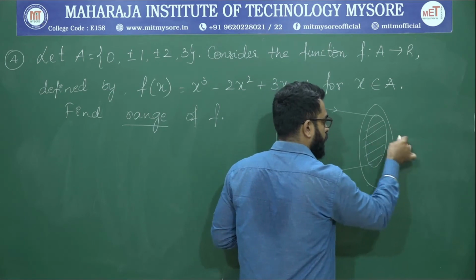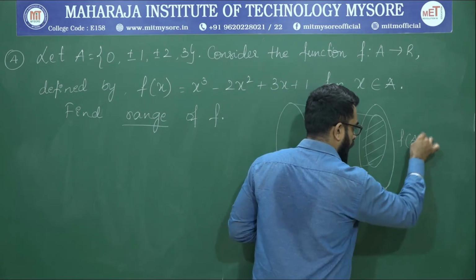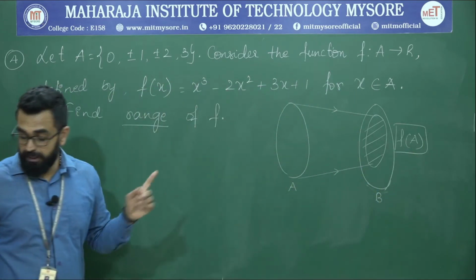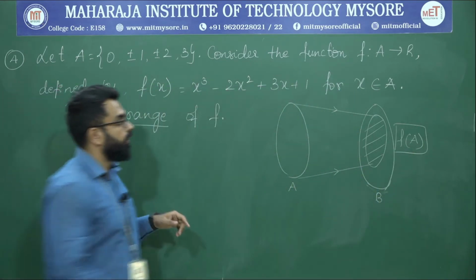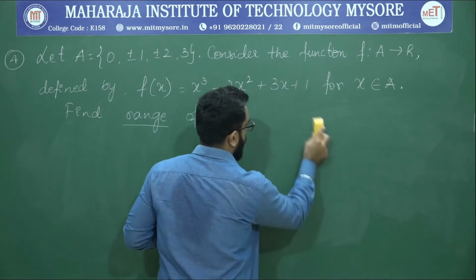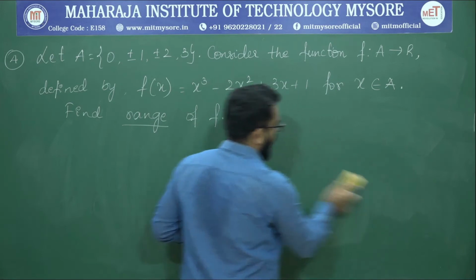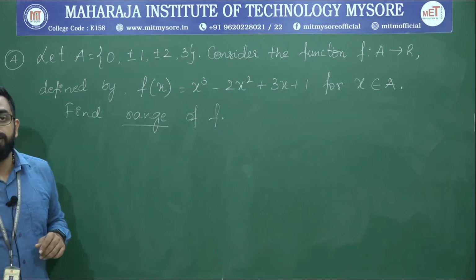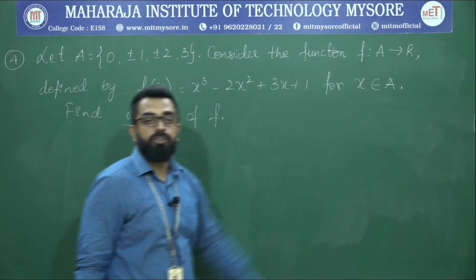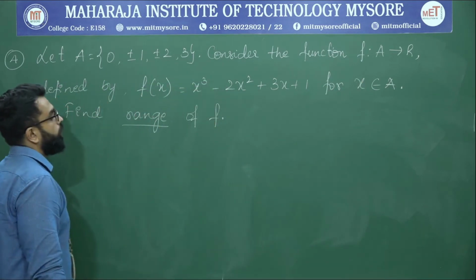And how do we define that? F of A. This is how we represent the range of a function. Okay, please recall this definition for the range of a function. Now we need to identify that particular set which consists of the images of all the x that belongs to set A. So how do we do that?